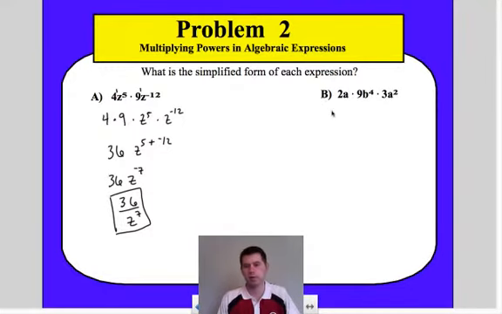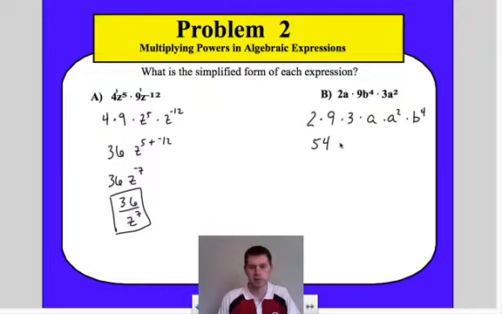Alright, so part B, same thing. So now we have three numbers. So I'm going to take the 2, the 9, and the 3. I'm going to write those out front. I'm going to take my A times my A squared, and then I'm going to take my B to the 4th. And I'm going to multiply these together. I'm going to get 2 times 3, which makes 6. I'm going to take 6 times 9, just a little easier. Gives me 54.